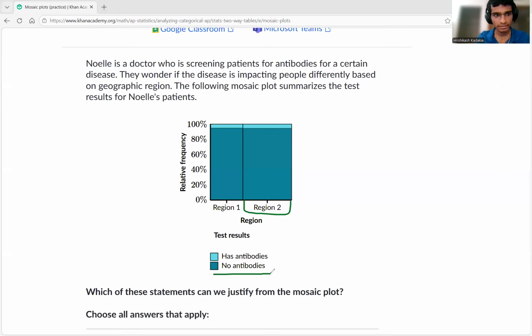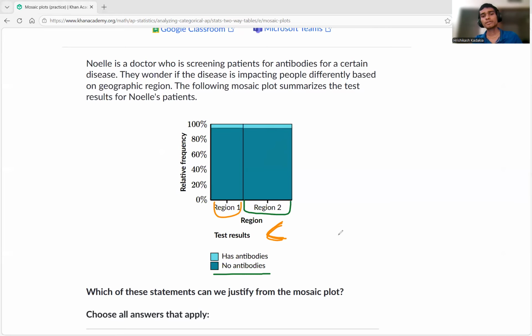This is bigger than, let me draw it in a different color, this part. Okay, this is bigger. This is more. Region two is more than region one. So we can say most of the survey participants were from region two, a majority, more bulk was from region two than region one.